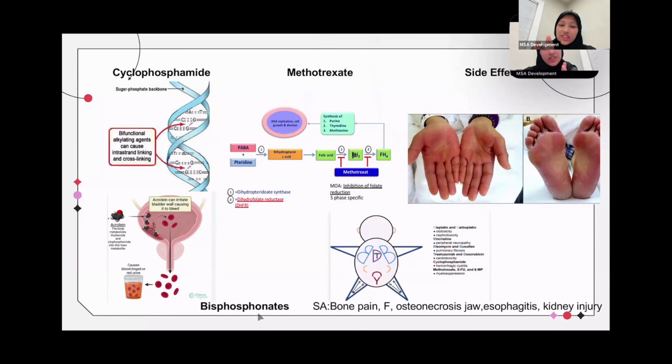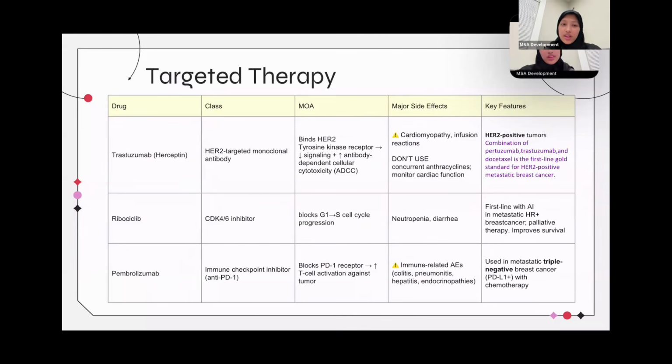Bisphosphonate is an area of research. They say that you can use it to reduce side effects. It improves survival because it reduces recurrence in the bone, bisphosphonates, B for B. But side effects are that it can cause bone pain, jaw osteonecrosis, again bone, esophagitis, kidney injury. Not that important, but just know bone pain and it can help in the survival.